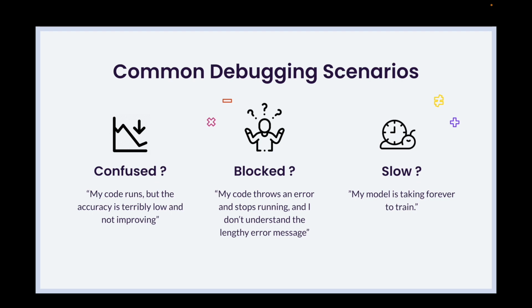Another scenario is when you're completely blocked. Your code will keep on throwing an error and you're not able to proceed. The stack traces sometimes can be too long, and again, you're not able to proceed. Maybe your data loader is not working, maybe your test loop is not working, maybe your train loop is not working.